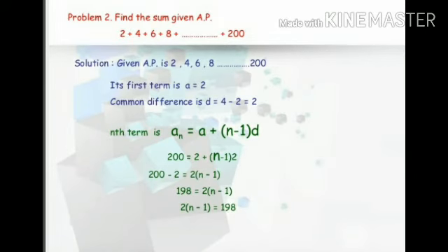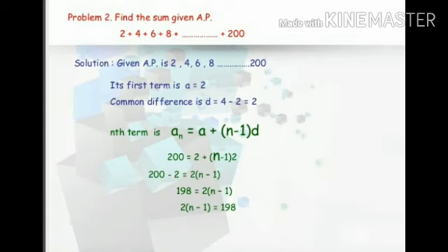Find the sum of the given AP 2 plus 4 plus 6 plus 8 plus and so on up to 200. Dear students, here the first term is 2 and the common difference is d, that is 4 minus 2 equals 2. So the last term an is 200. Students, here we don't know n. That's why first we should find out n. n means number of terms.